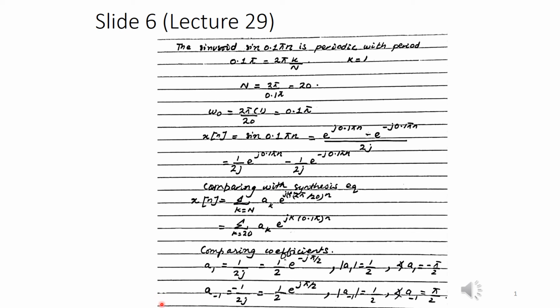Similarly, for A minus 1, we have the coefficient minus 1 by 2j, and when we take this j in the numerator, it becomes j by 2. So j implies a phase shift of pi by 2 radians. This can be written as 1 by 2 times e raised to the power j pi by 2. So the magnitude for the A minus 1 coefficient will also be 1 by 2, but the phase will be opposite, and it will be pi by 2 radians. Let's plot this signal on the next slide.